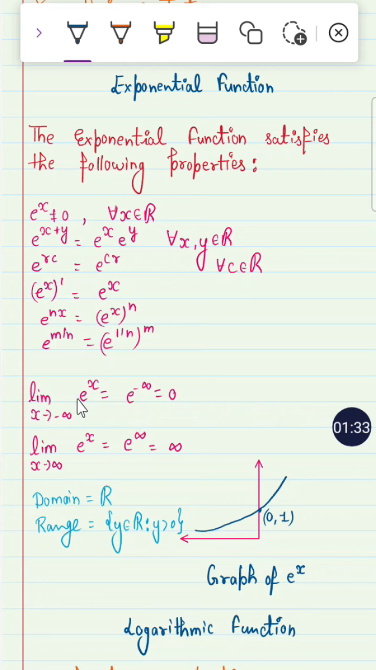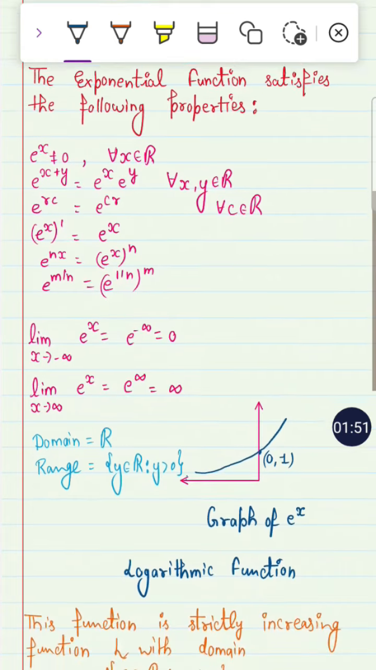What is the limit of the exponential function when x goes to minus infinity? If it is minus infinity, then it goes to 0, right? Now for x extending to infinity, as we know that it is a strictly increasing function, so it always increases to infinity, right? This is the exponential function.